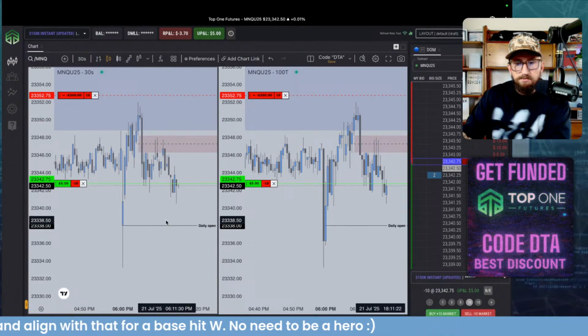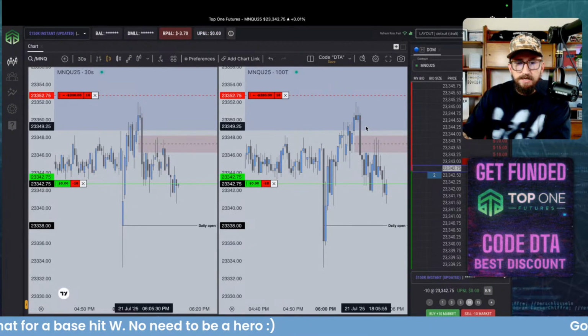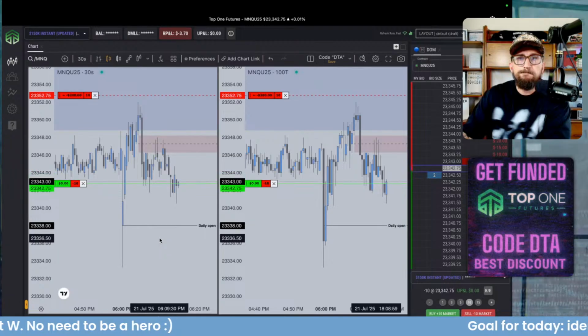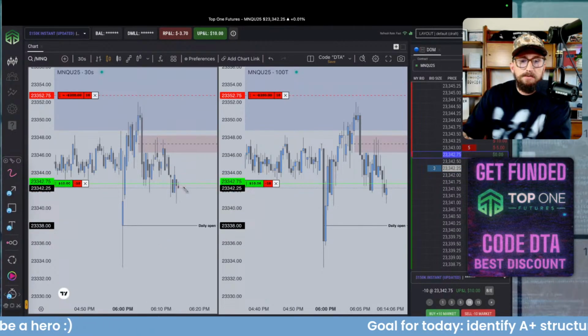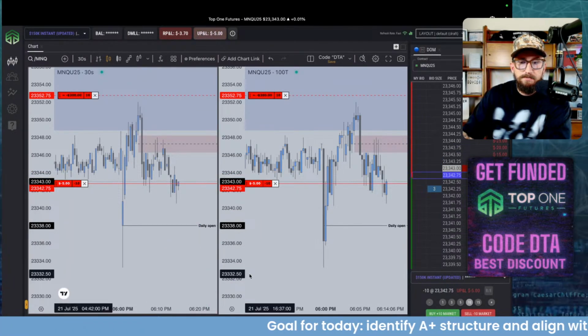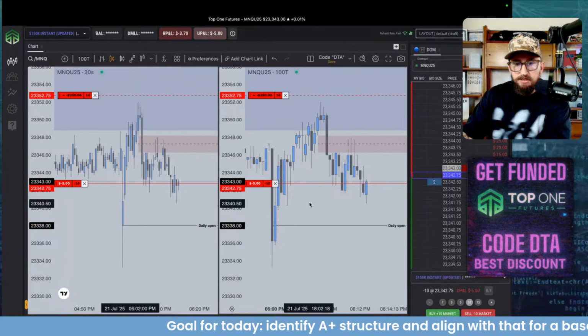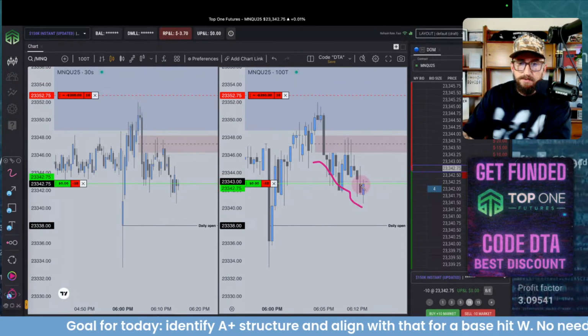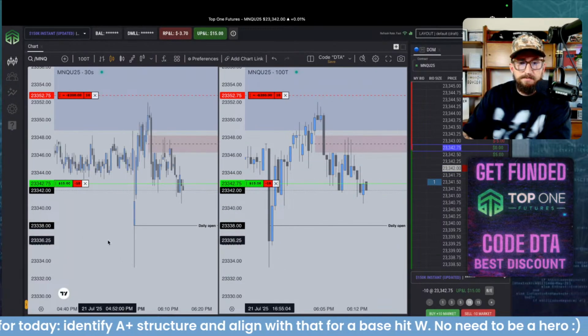You see the opening move kind of rejects into a level that we had in mind overhead. And yeah, we just want to see this kind of stair step lower. Ideally, more candles need to be printing here. I want to see this kind of speed up on the tape.